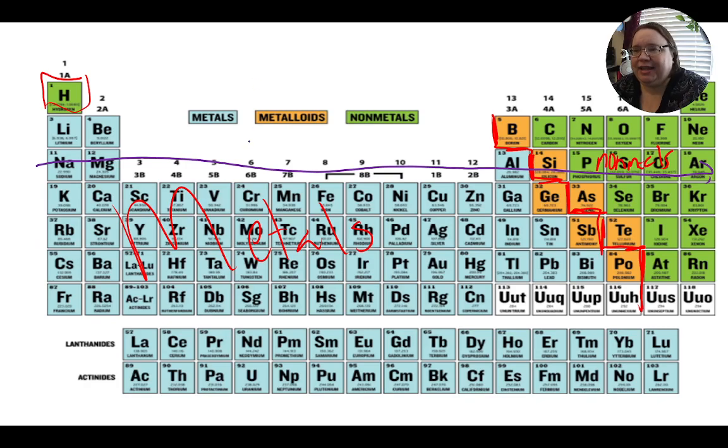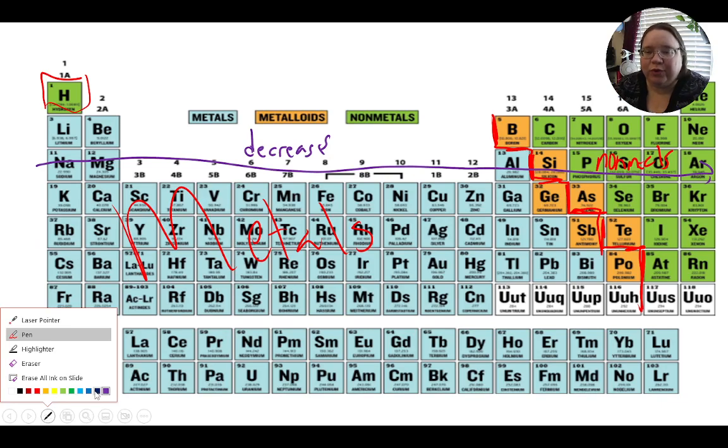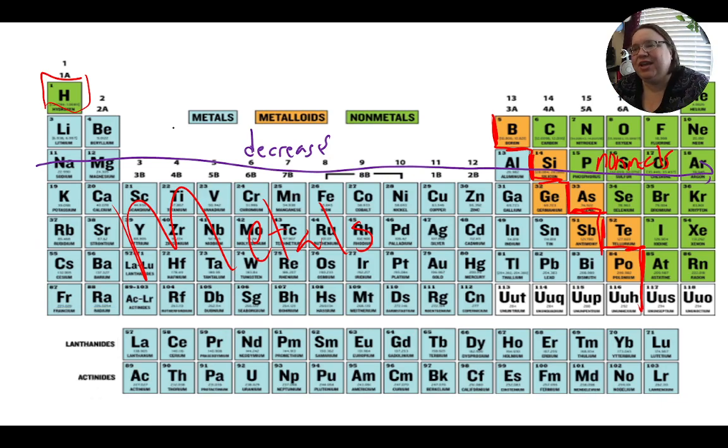So my metallic nature decreases as we go across. I can also see that if I go down groups, there's a pattern. Now you got to be careful and not look at the middle of the table because it's all transition metals, so it's a little less obvious.